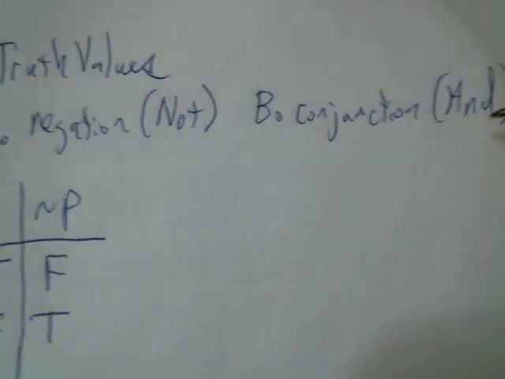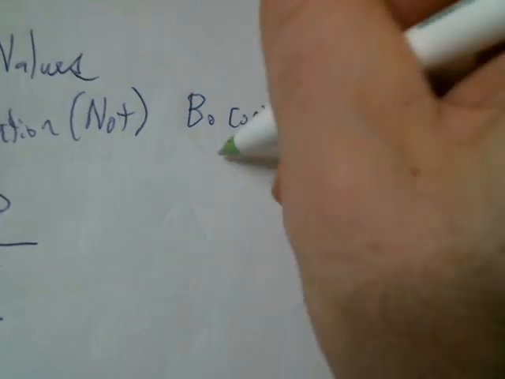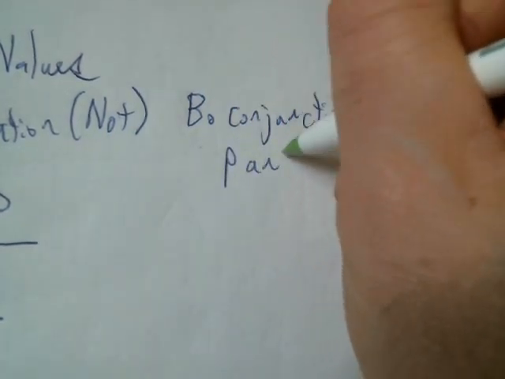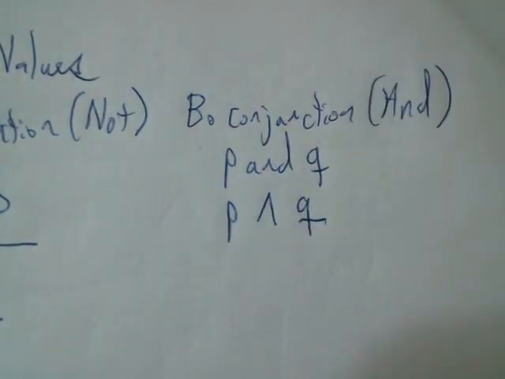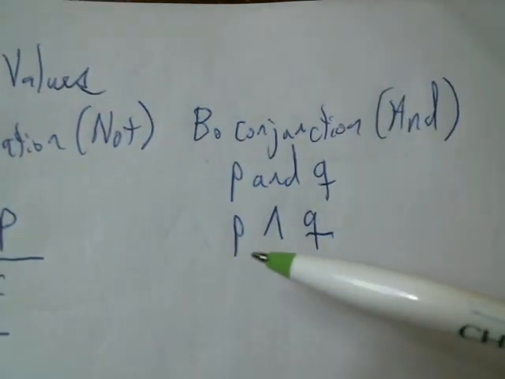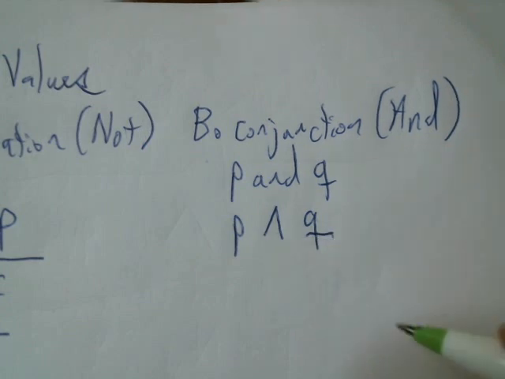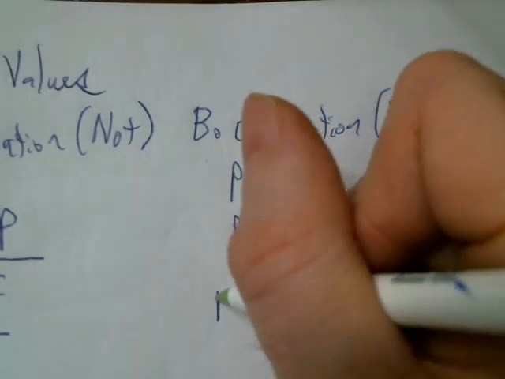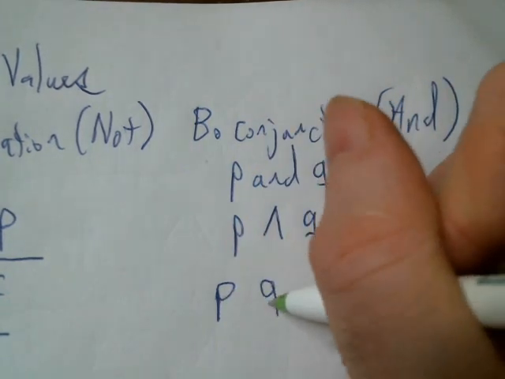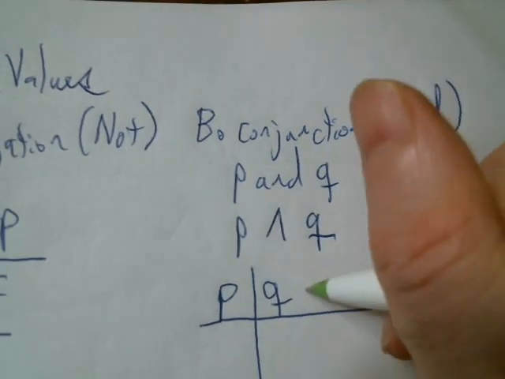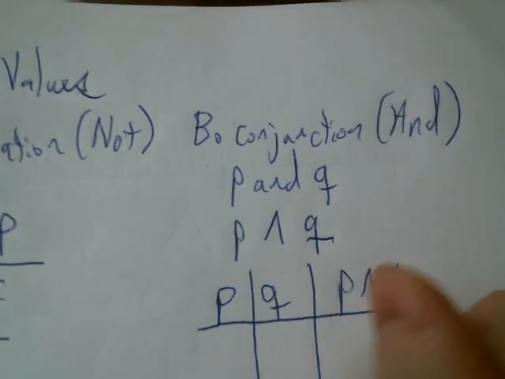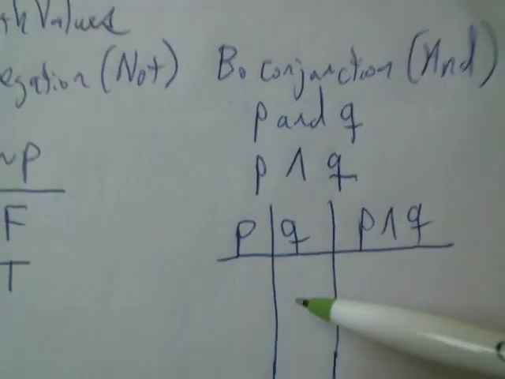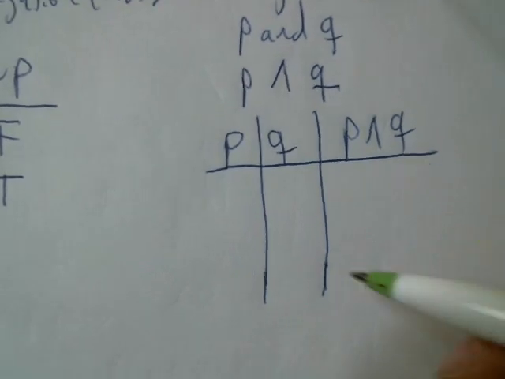And. So for example, p and q, which of course we symbolize p ∧ q. This will be true when both p and q are true, and otherwise it's false. So let's look at the table. We have p, q, and then we'll consider p and q. And we want to look at every variation of truth value for p and q.